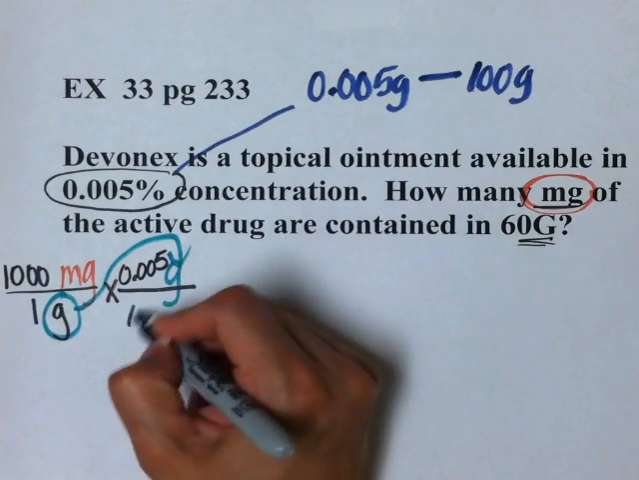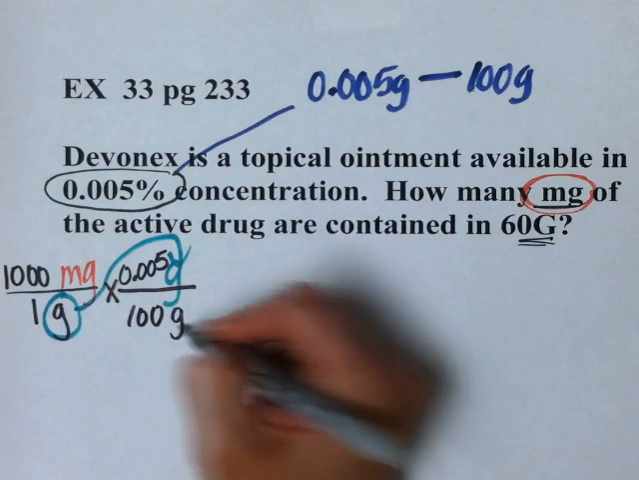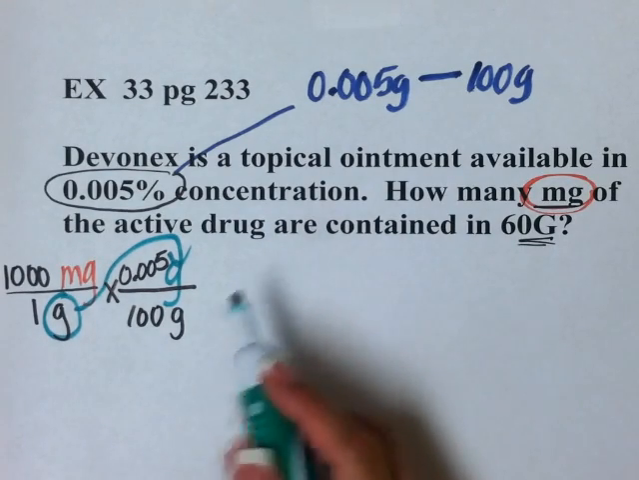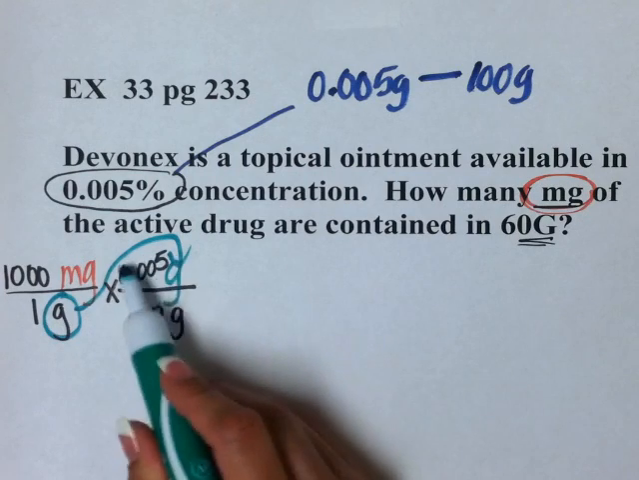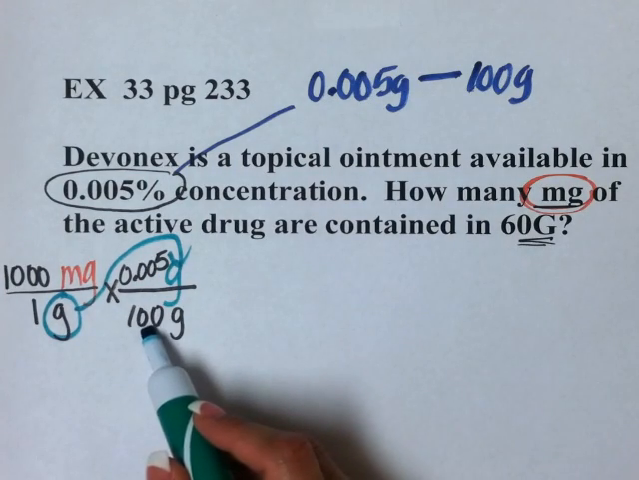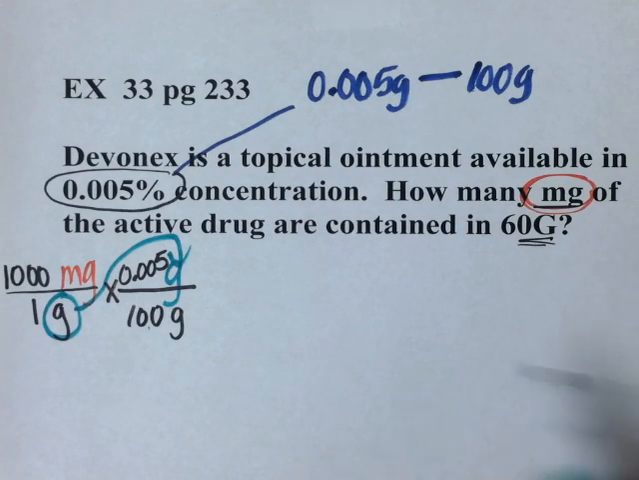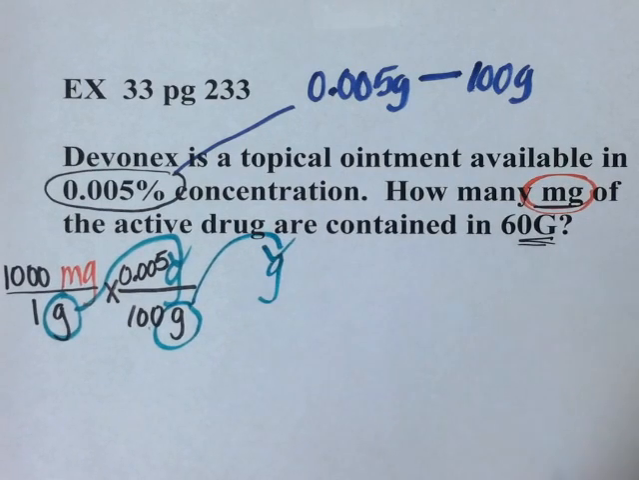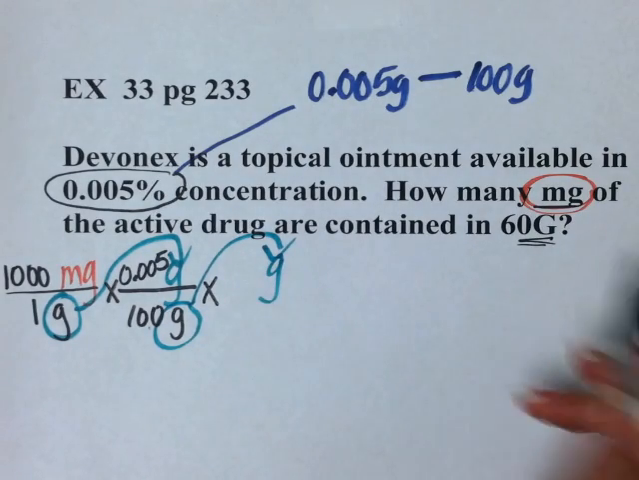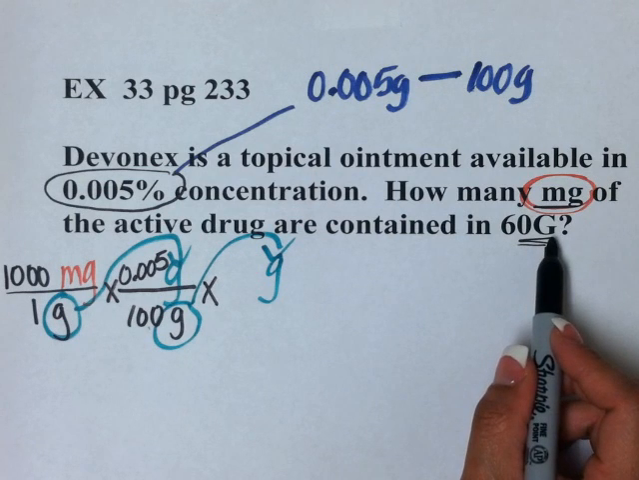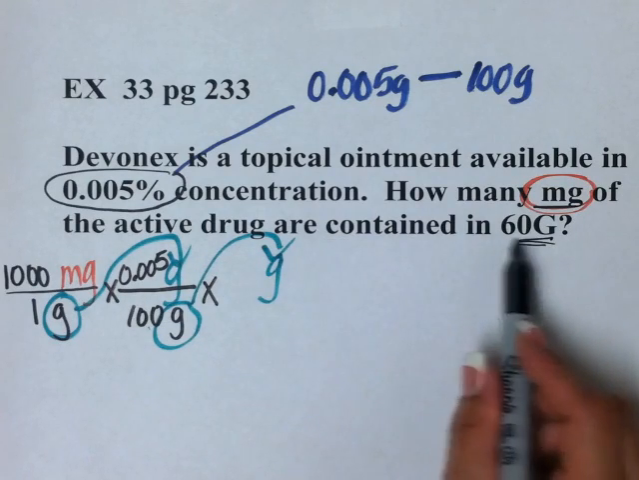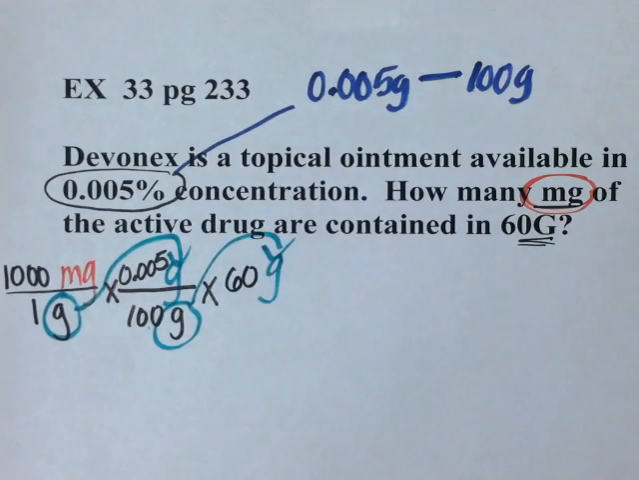0.005 grams of active drug is found in 100 grams of the topical ointment. So I know this is both grams, but remember the top one is referring to the active drug. This bottom number is referring to the total topical ointment. But at any rate, because I have gram here, I'm also going to have gram there. And it's referencing that total ointment. Now I can incorporate the 60 grams because this is asking how many milligrams of the active drug are contained in 60 grams of this ointment.